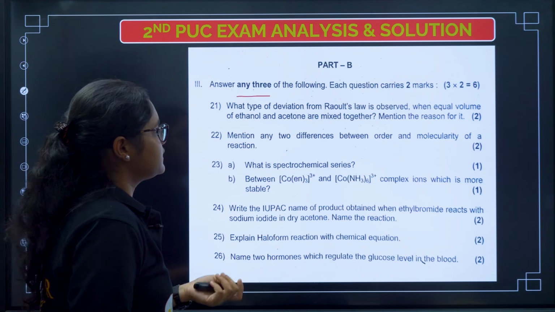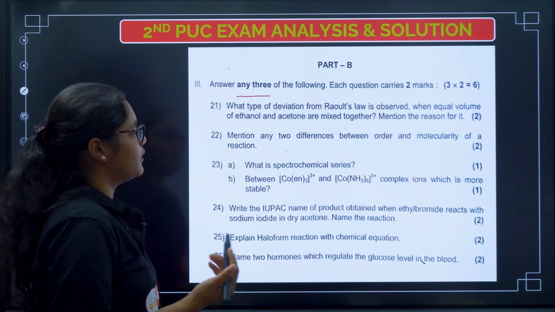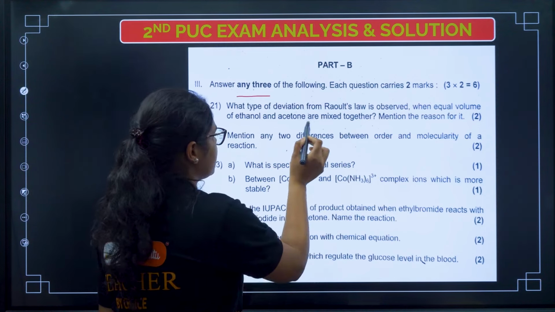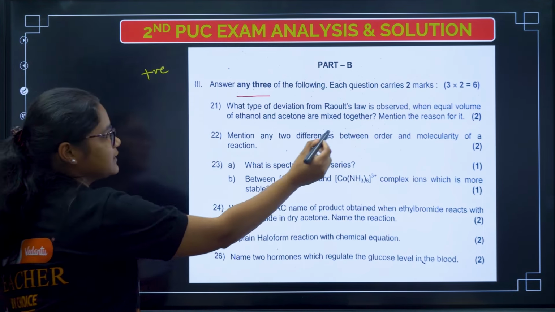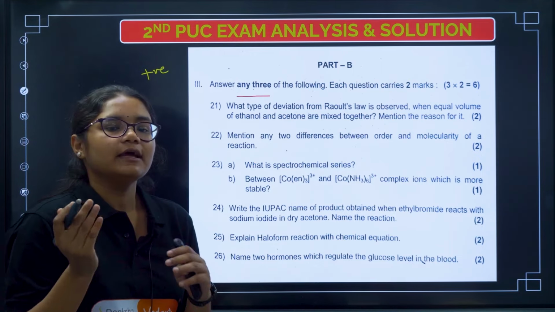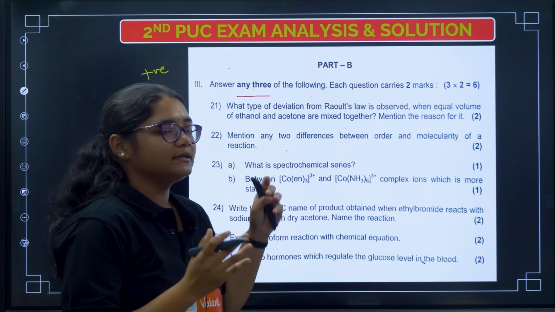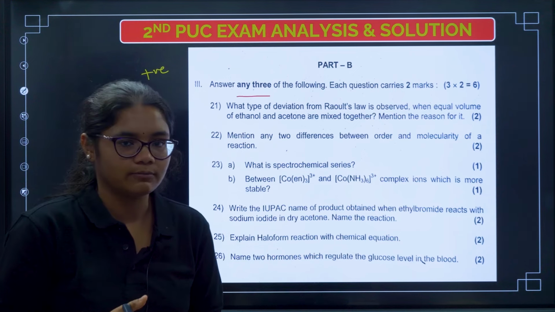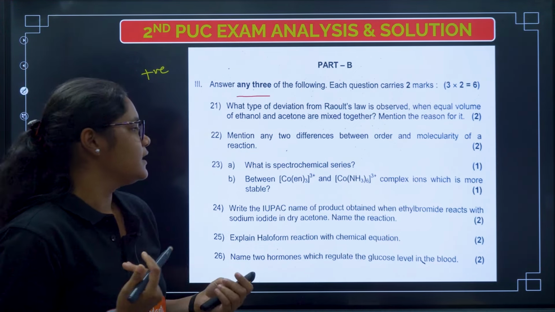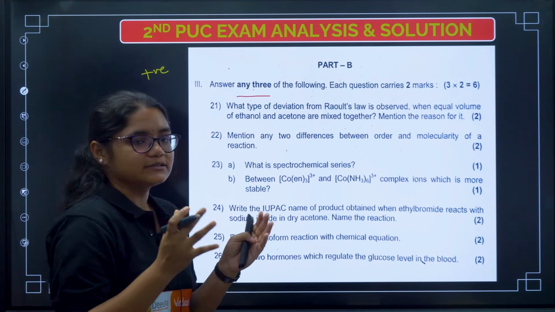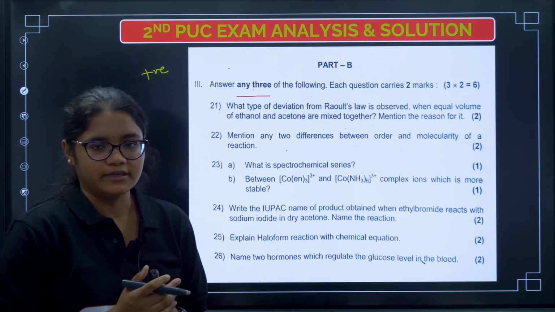What type of deviation is from Raoult's law? If we have equal volumes of ethanol and acetone, it is a positive deviation. What is the reason for that? You have to write the interaction. What is the interaction present in ethanol? Ethanol has hydrogen bonding, but when we add acetone to it, the hydrogen bonding decreases. That is why, since the interaction decreases, it is a positive deviation.